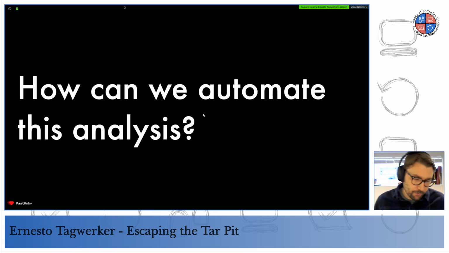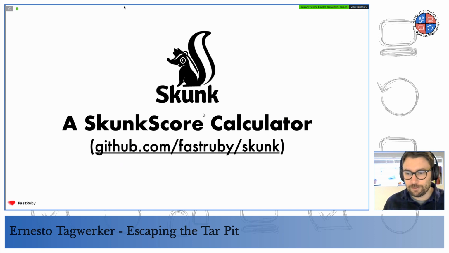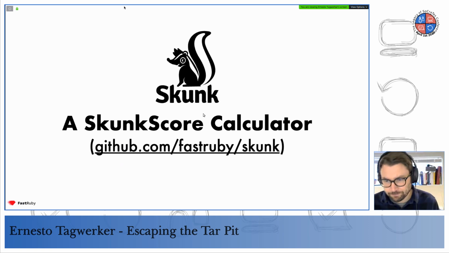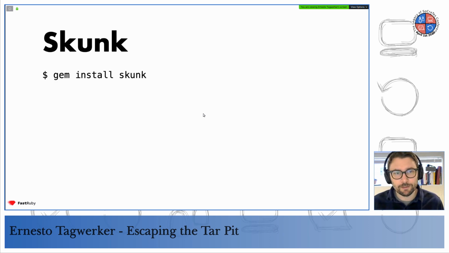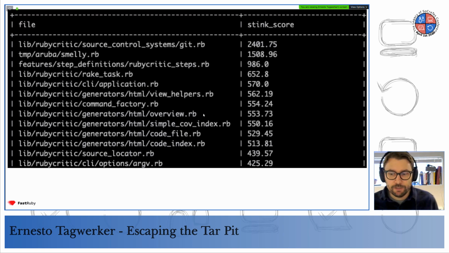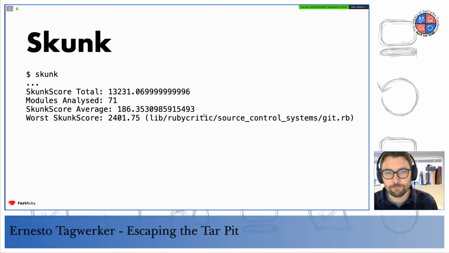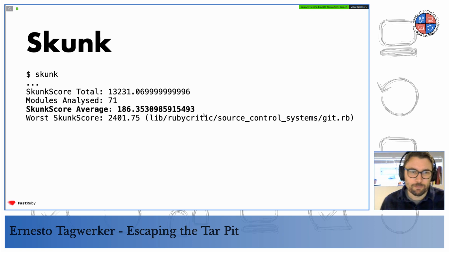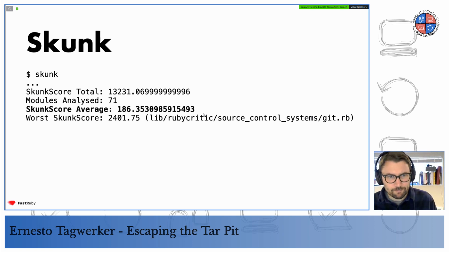So what we wanted to do at fastruby.io was to automate this. So we came up with the SkunkScore calculator. And this thing, what it does is it runs on top of RubyCritic. You can install it like this and run it like this, and it will generate a table that tells you what is the stinkiest file in your project, and it will sort all the files by their SkunkScore. And it will give you some more insights. The one that's really important is probably the SkunkScore average, because it will tell you whether you're going in the right direction or not.